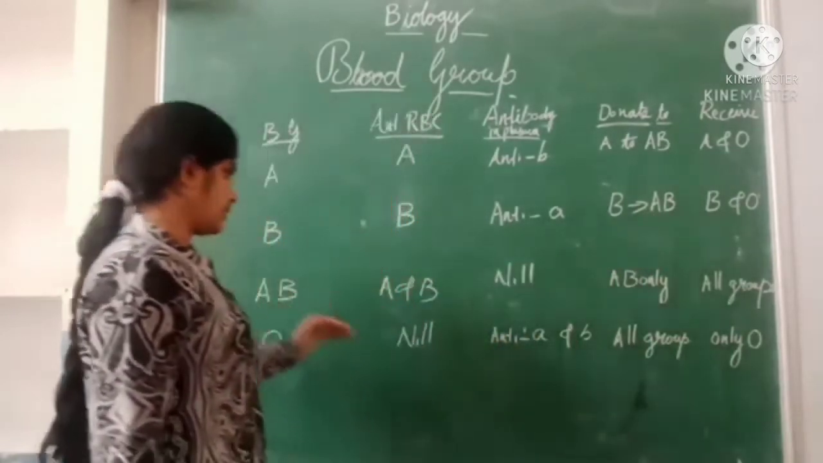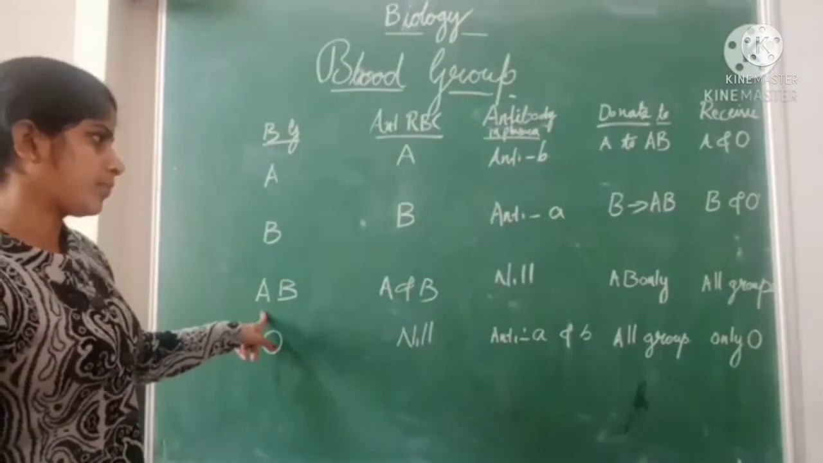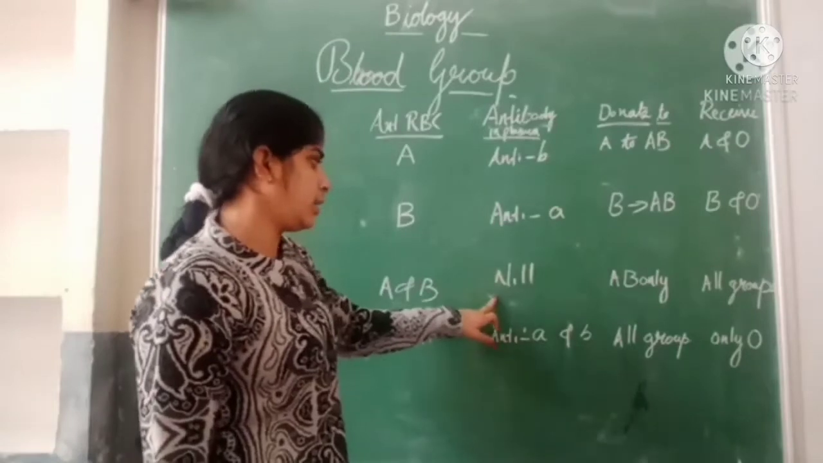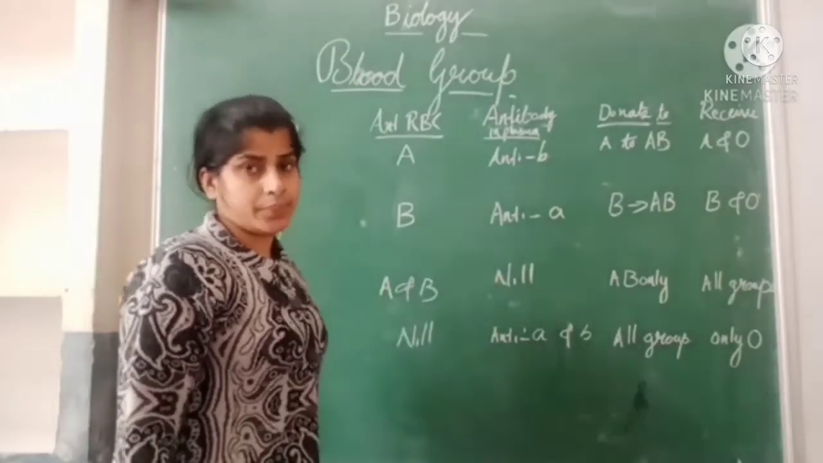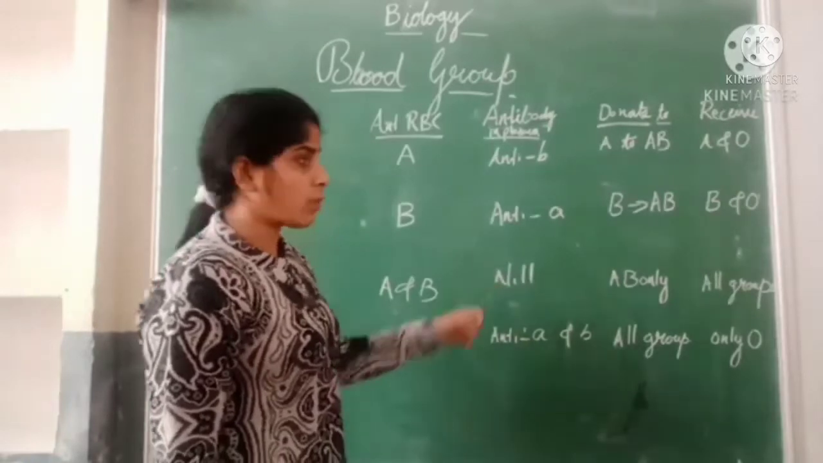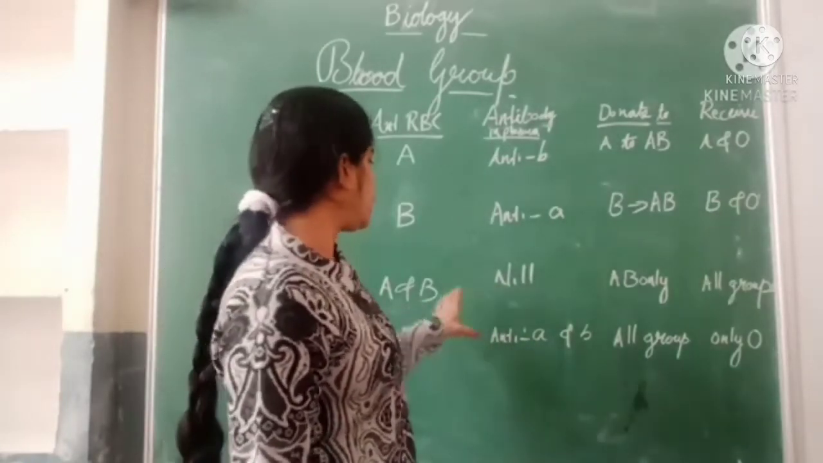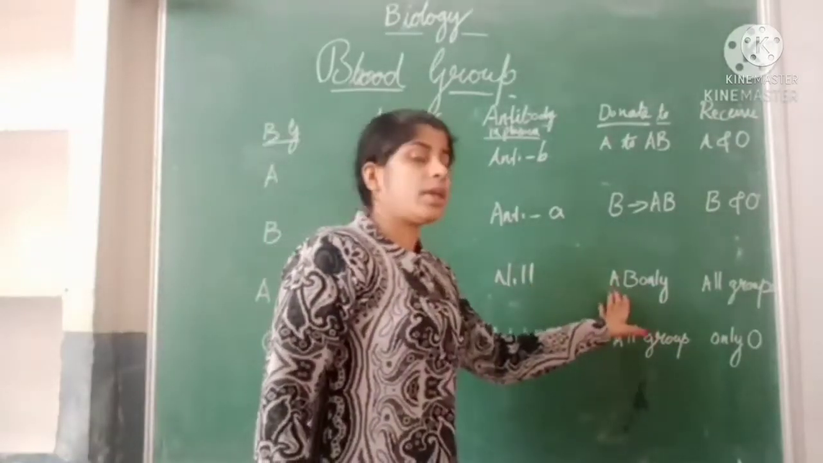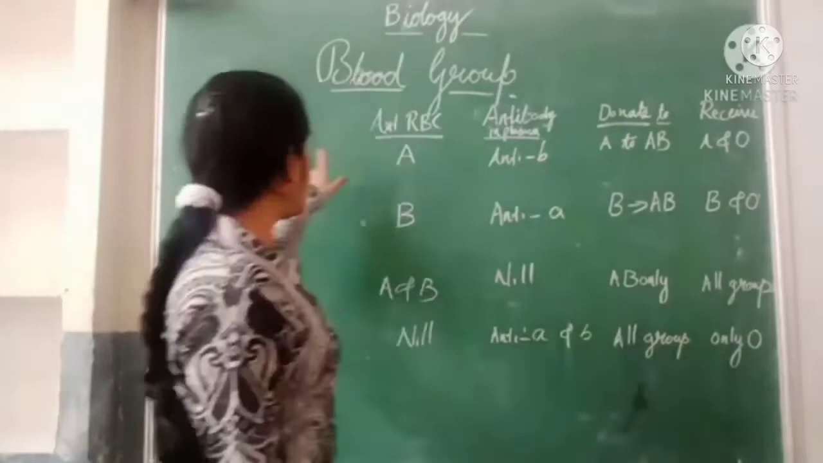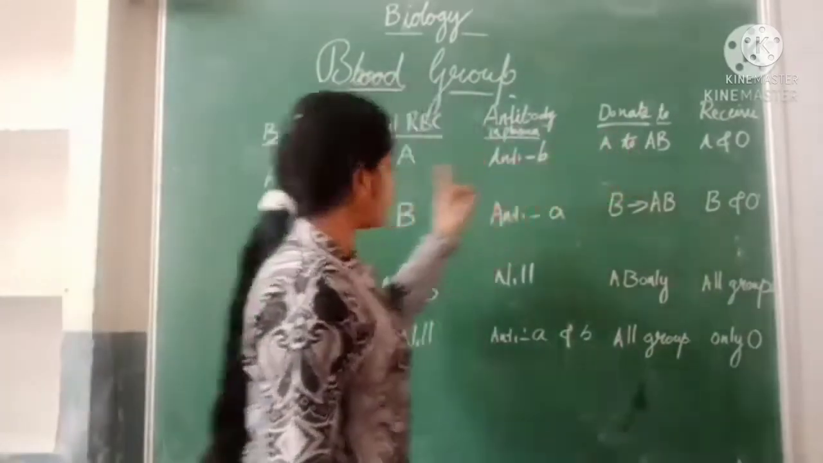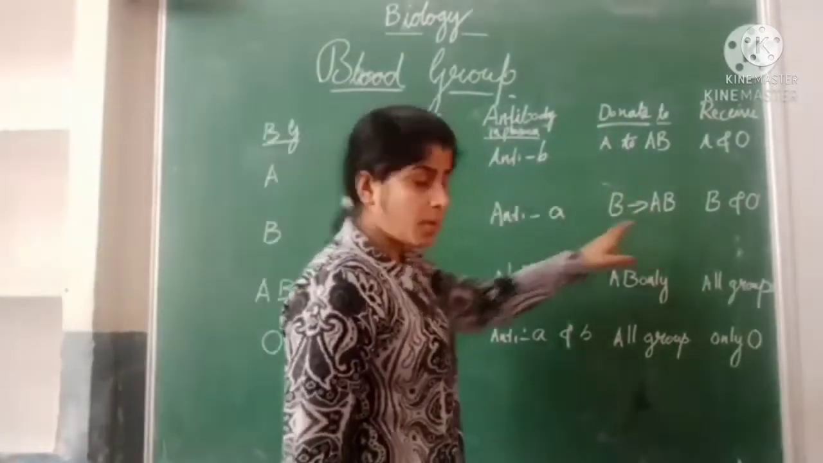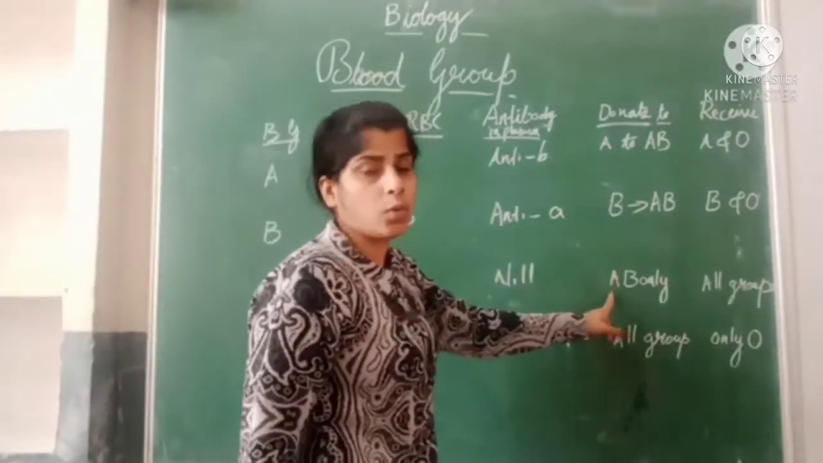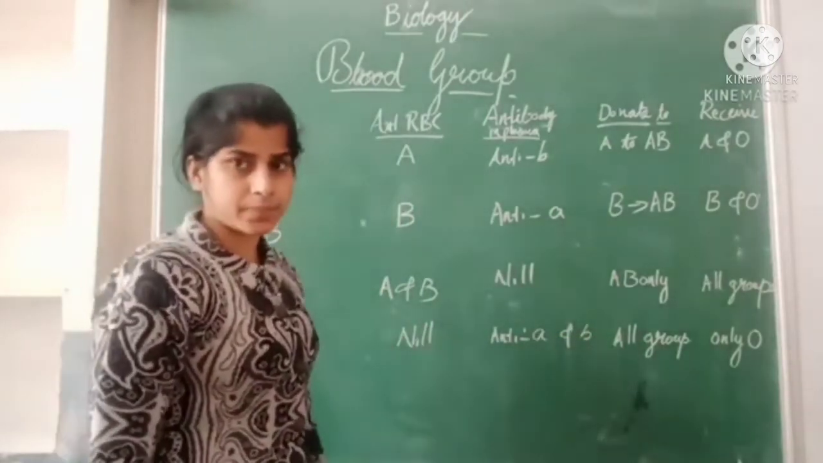Next is the AB group. In the AB group there is no antibody in the plasma, so the AB group can donate only to the AB group. The A group can donate to AB, the B group can donate to AB, and the AB group can donate only to the AB group, not to other groups.